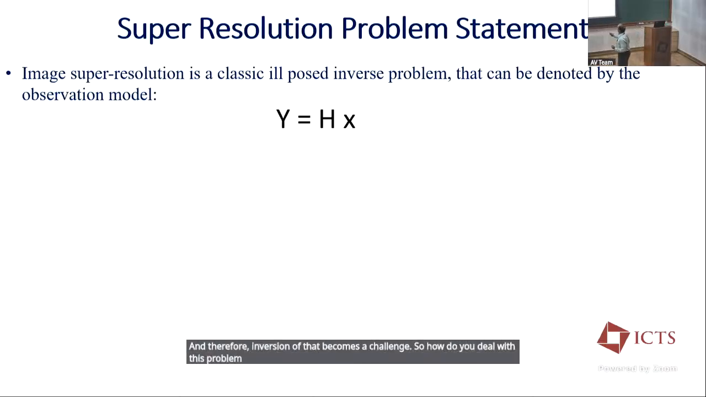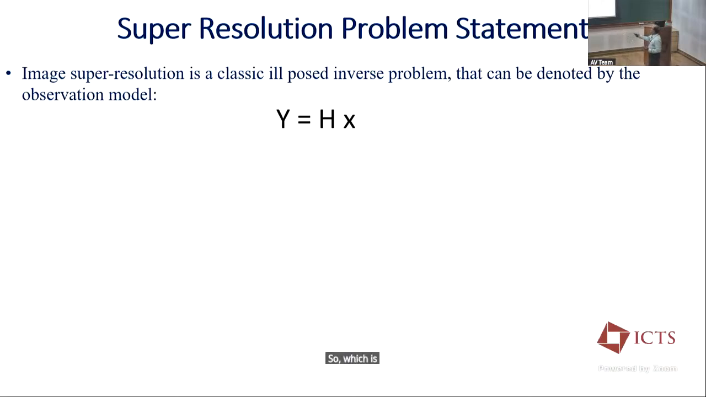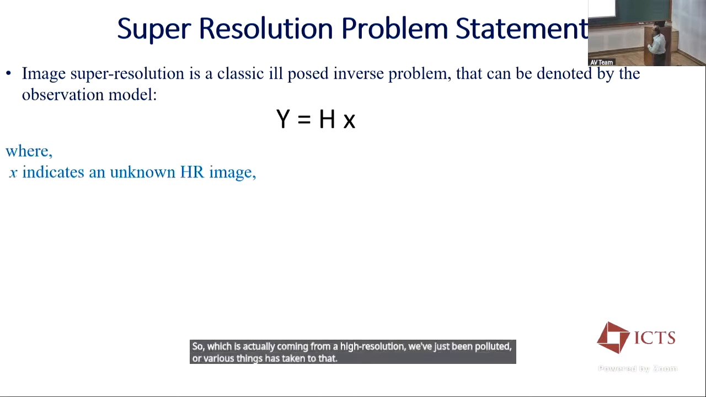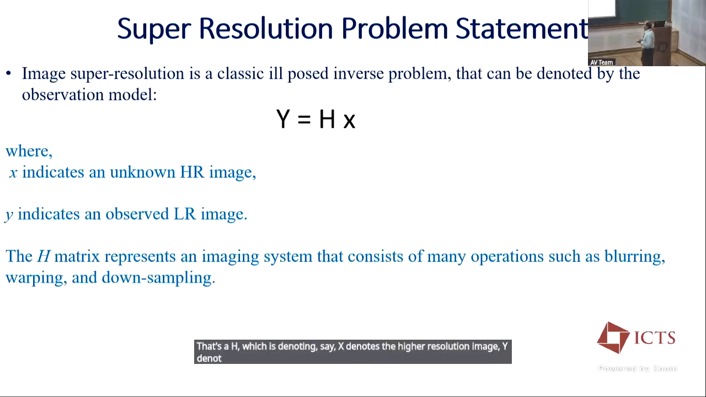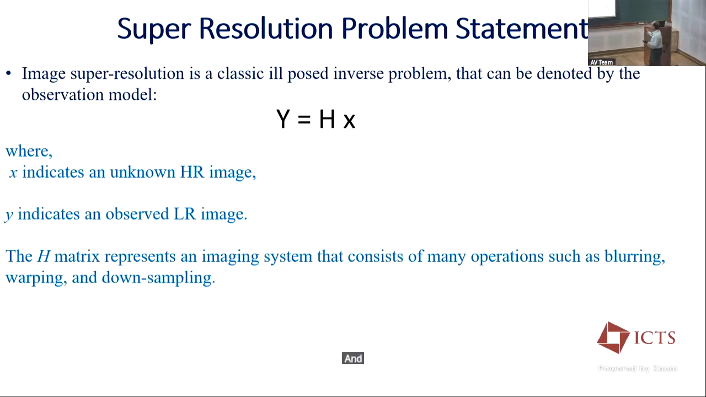So given low resolution information, which is y, coming from a high resolution image which has been polluted, or various things have happened to it. That's h, which is denoting... So x denotes the high resolution image, y denotes the observed low resolution image, and h is a matrix which can be a number of operations. For example, it can be blurring, warping, downsampling, and various things can happen.